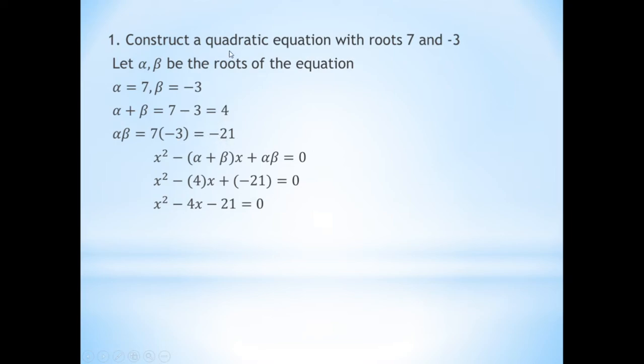You know the quadratic equation, isn't it? x² minus (alpha plus beta) into x plus alpha beta is equal to 0. So x² minus, just replace alpha plus beta with its value, which is 4, so minus 4x. In the same way, replace alpha into beta with its value, minus 21. So finally, the equation is framed: x² minus 4x minus 21 is equal to 0.